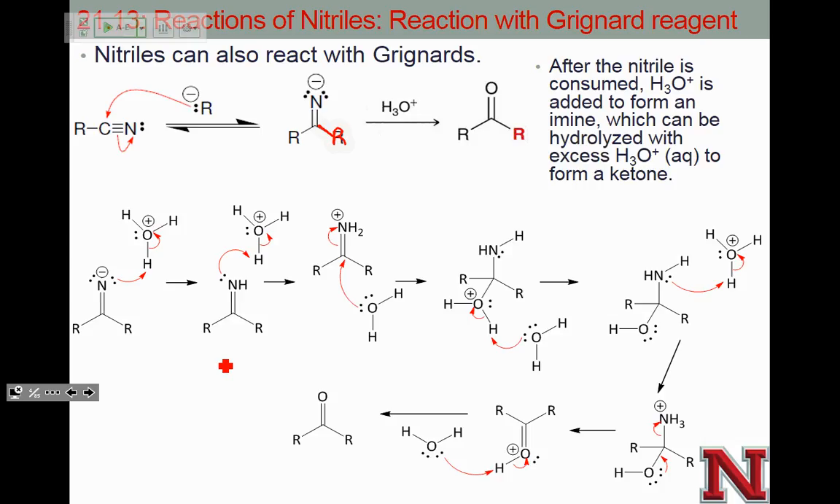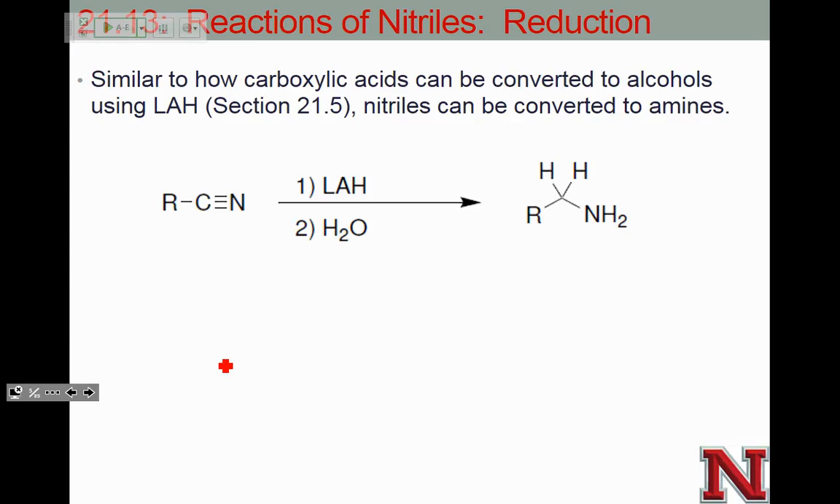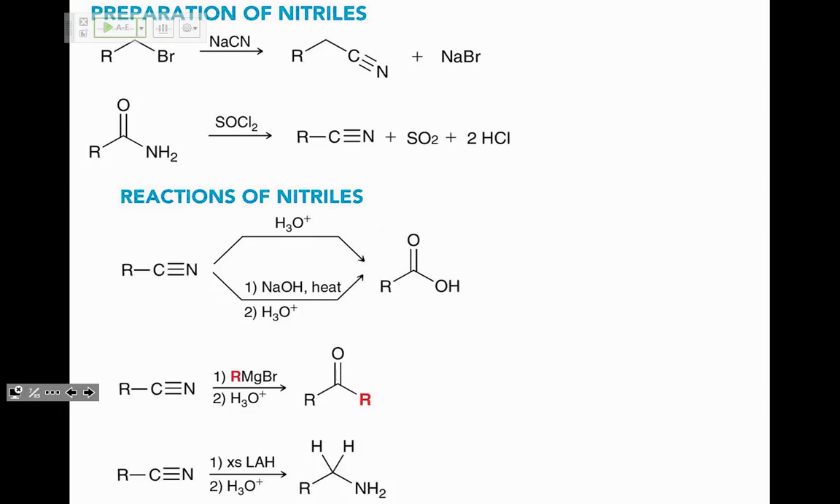Again, nitriles can be useful, but we don't use them as much. Of course, we can reduce the nitrile to the primary amine, and that's probably one of the most useful synthetic routes a nitrile is used for, to form the primary amine. So we can use lithium aluminum hydride followed by water, and we reduce completely to the NH2. So that's probably the most common route and the most common use for nitriles in synthesis.